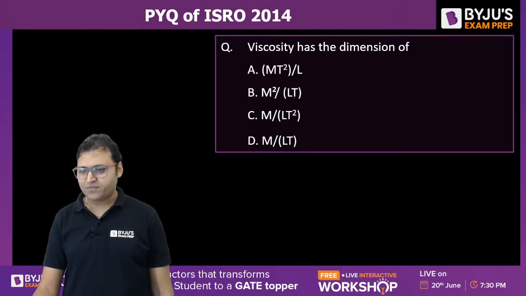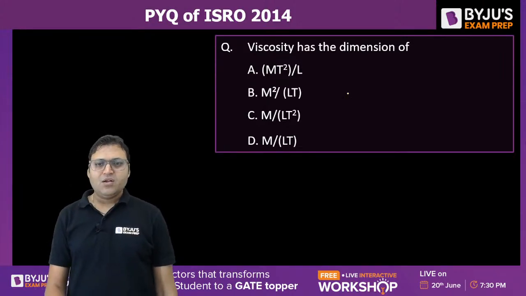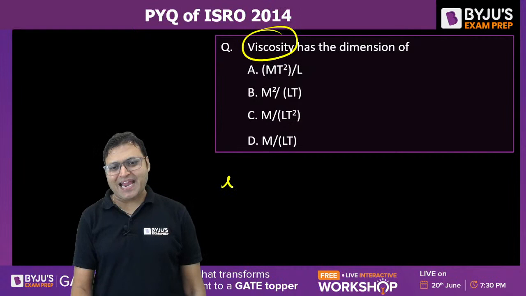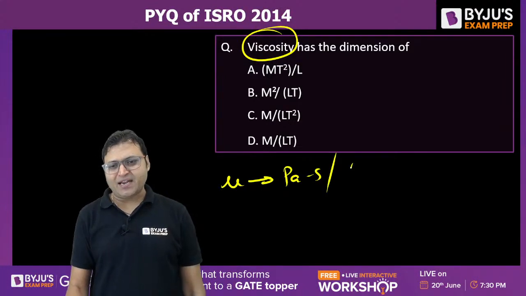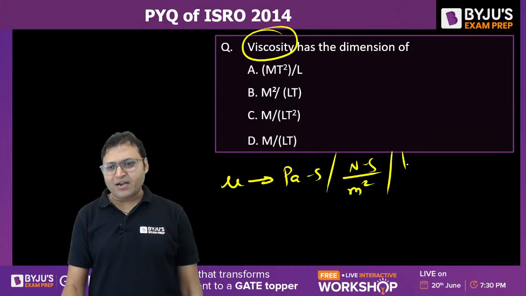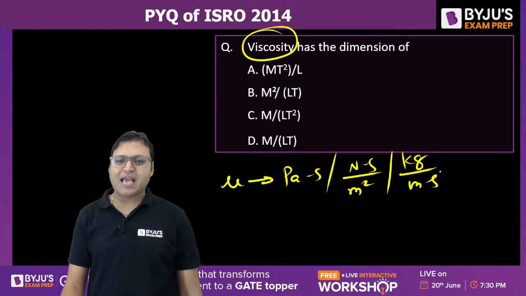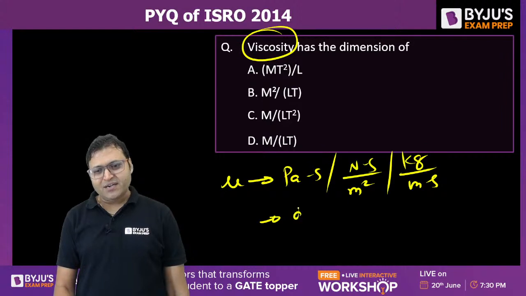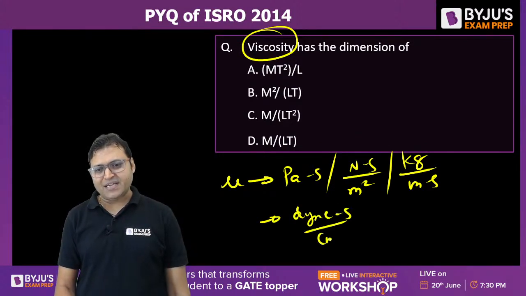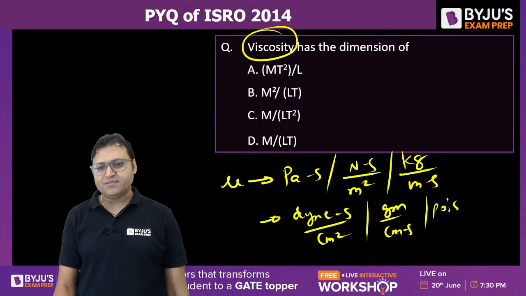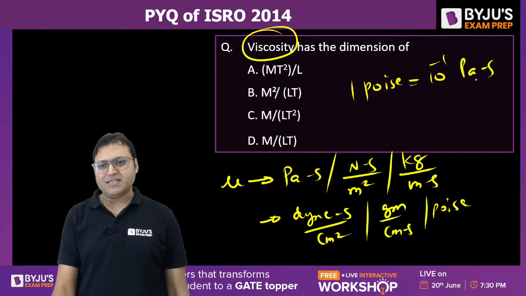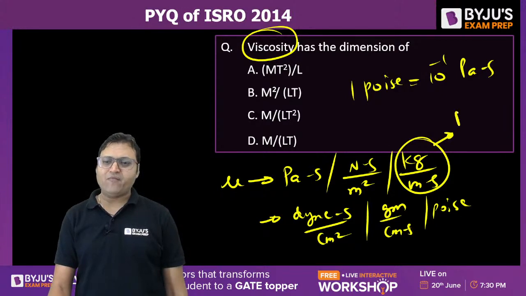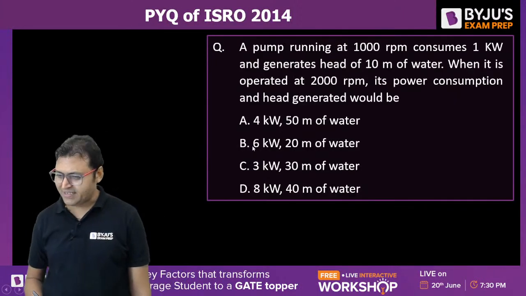Viscosity has the dimension of... Which viscosity are we talking about? It is the dynamic viscosity. We can call it Pascal second, Newton second per meter square, or kg per meter second. That is the MKS unit. Or the CGS unit is dyne second per centimeter square, or gram per centimeter second, or poise. One poise is equal to 10 to the power minus 1 Pascal second. So it is kg per meter second, so M1 L minus 1 T minus 1. D is the answer, isn't it?